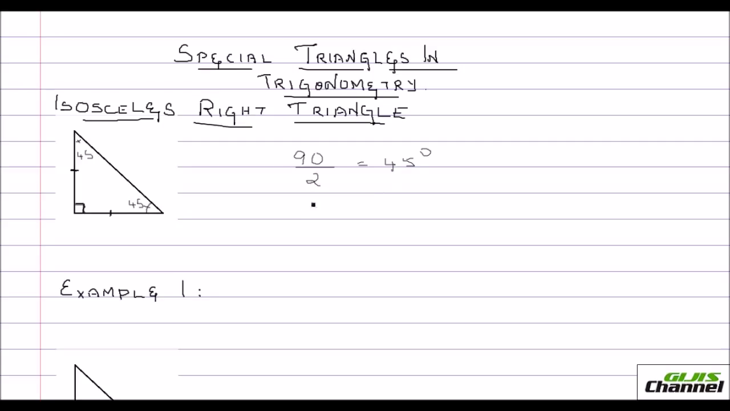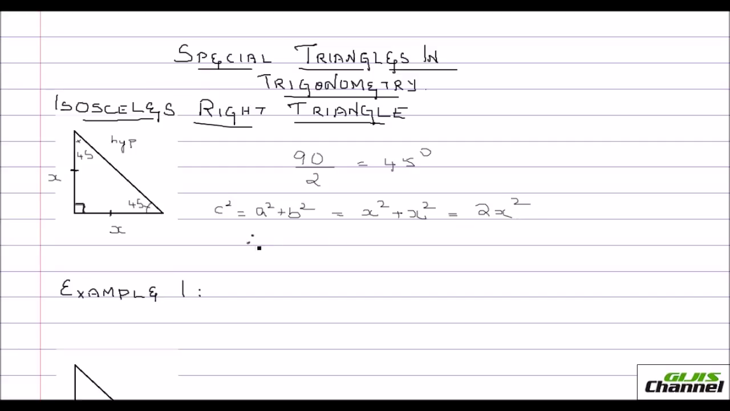Now let me take this short side as x. Since the other side is also equal to this one, this would also be x, right? You can find the third side, which is the hypotenuse, using the Pythagorean formula. You know that c square is equal to a square plus b square. So that is going to be x square plus x square. When you add, you get 2x square. Your c square is 2x square.